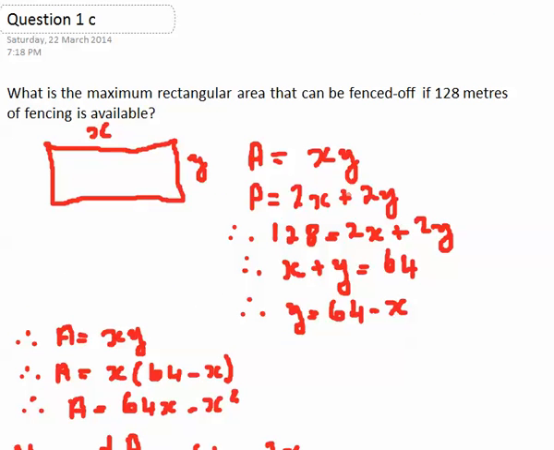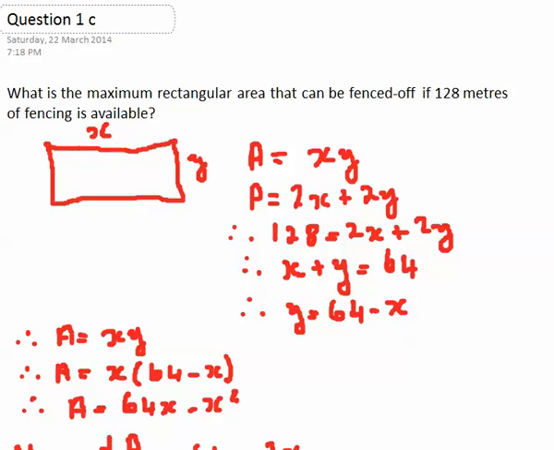Okay, for this one, we're maximising the area of a rectangle. Often that will result in a square shape, and it does in this case. So what's the maximum rectangular area that can be fenced off if 128 metres of fencing is available? It's never a bad idea to visualise these things by drawing a quick diagram.